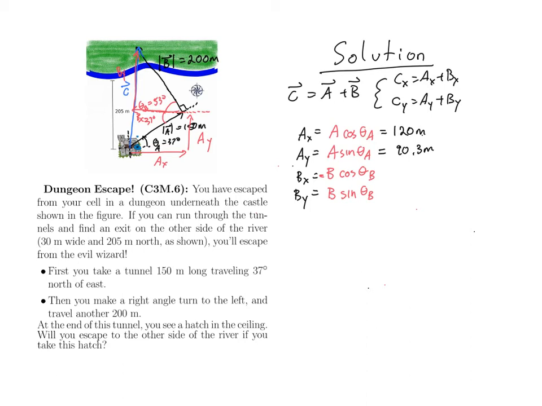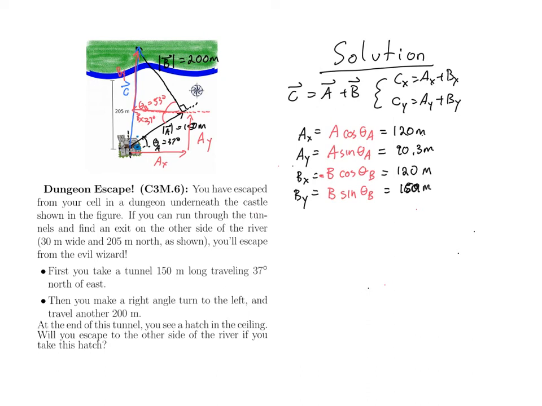For the components of B, 200 cosine 53 is 120 meters, and 200 sine 53 will be 159. Actually, it's more like 160. Now I just take those components, plug them up here, and I get the components of my resulting vector, Cx and Cy.